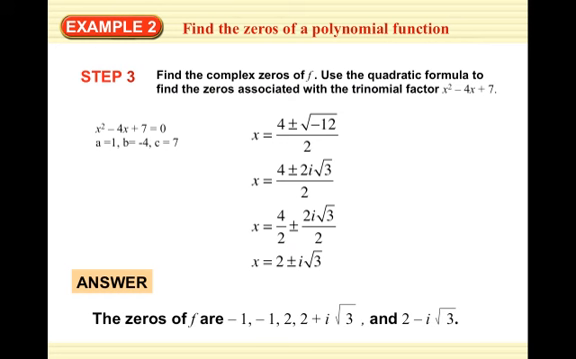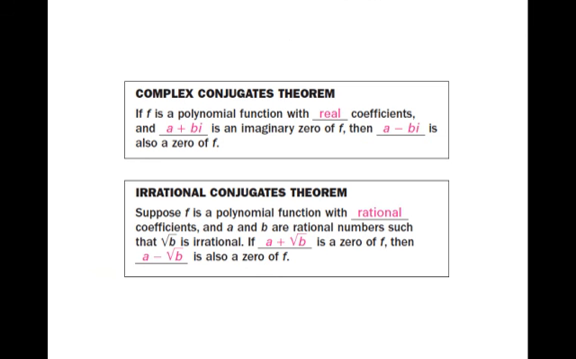All right, one thing you may have noticed is here, 2 plus i square root of 3, 2 minus i square root of 3, those are conjugates because they're exactly the same, but one with plus and one with minus. And if you think about it, if we're generating imaginary zeros, we're using the quadratic formula, so we're always going to have this plus or minus situation. So imaginary zeros occur in conjugate pairs, and that leads us to the complex conjugates theorem. If f is a polynomial function with real coefficients and a plus bi is an imaginary zero of f, then a minus bi is also a zero of f.